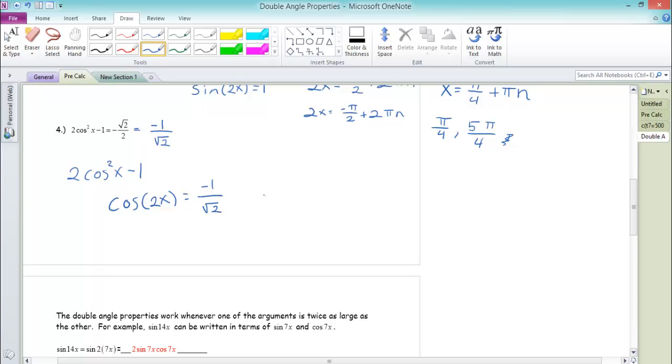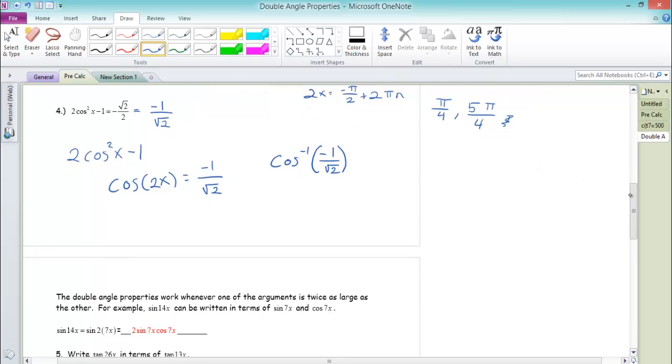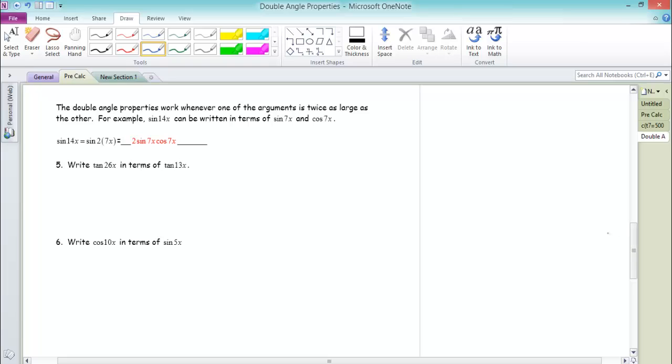Now, on your own, I want you to find the general solution to this problem. Remember, we're going to take the arc cosine of negative 1 over root 2. So I want to know which angles will give me a cosine of negative 1 over root 2. Okay, last two problems, I promise.